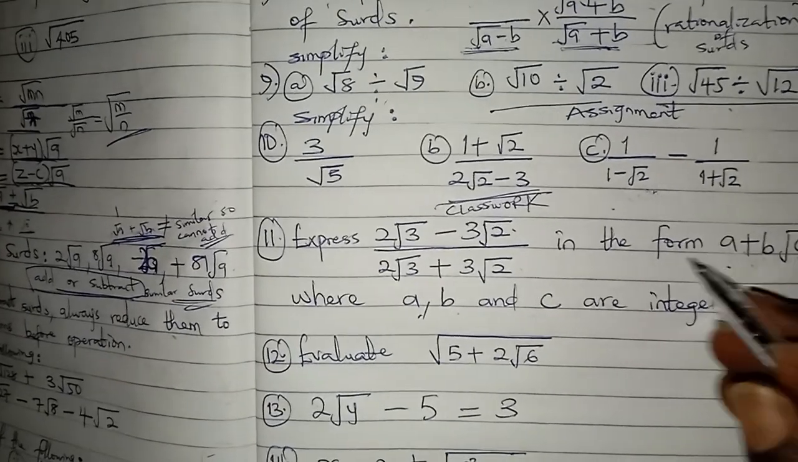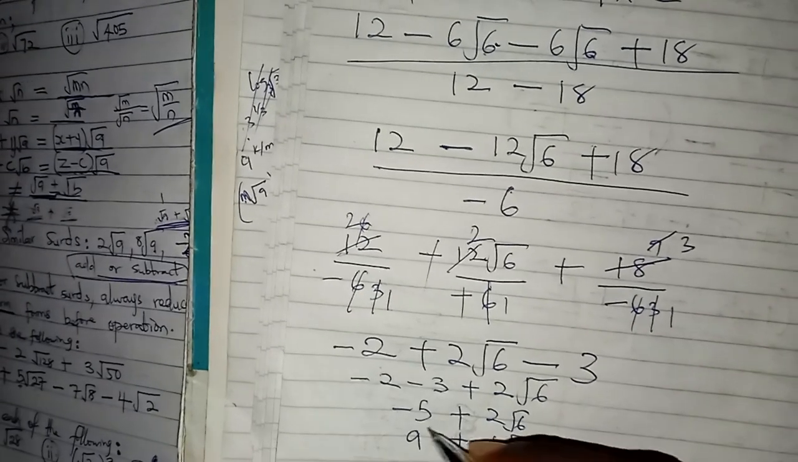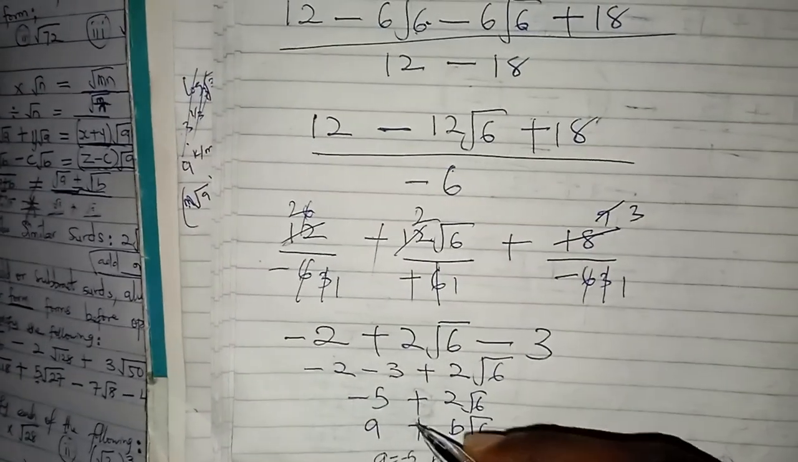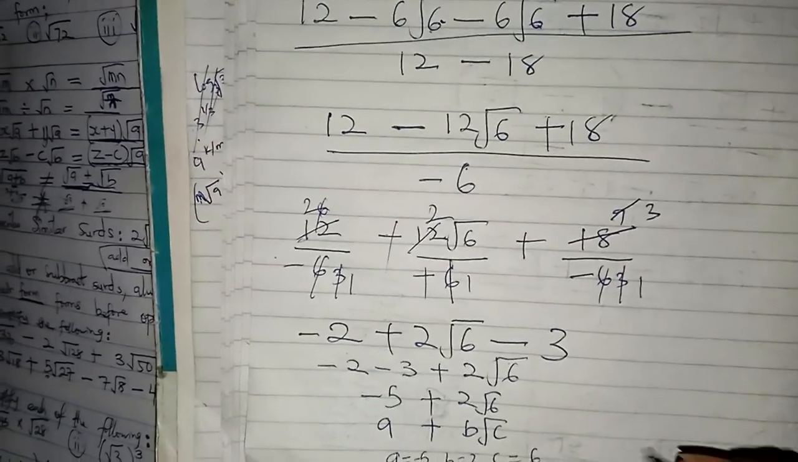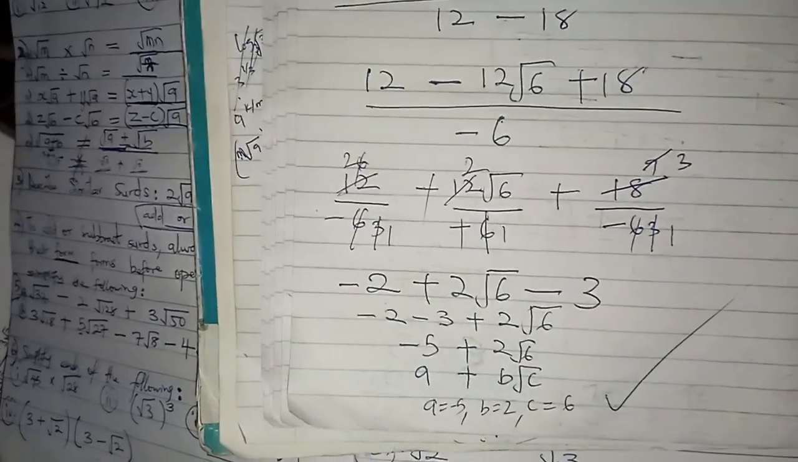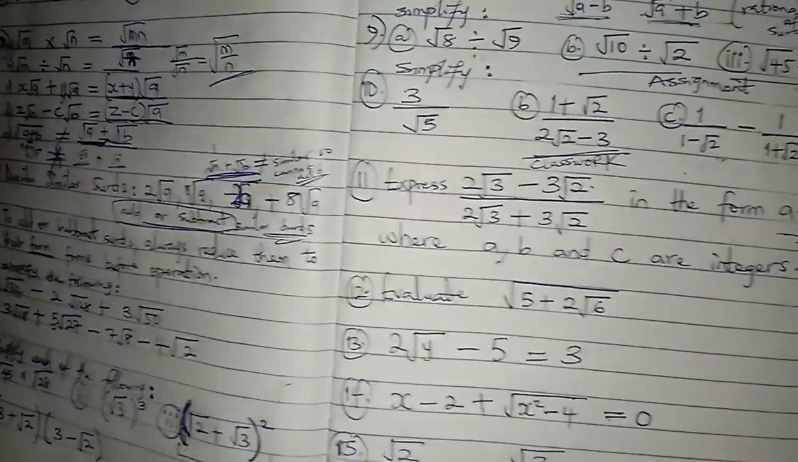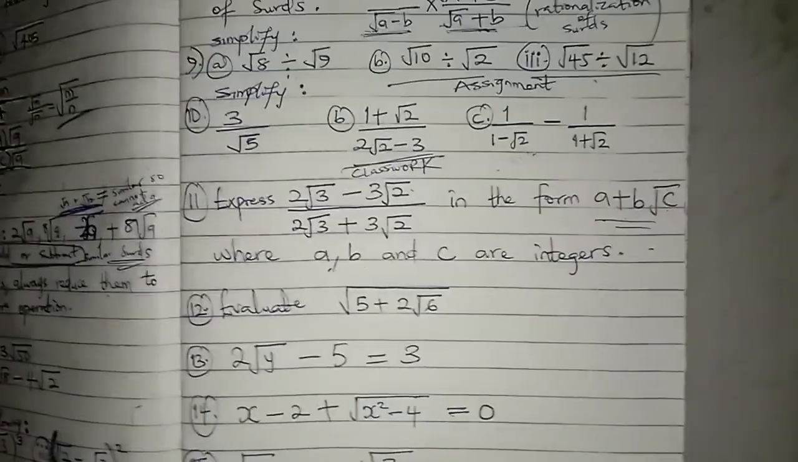So if we're expressing in this form, notice that we've gotten the same thing. So we got minus 5 plus 2 root 6. So we've solved it. So that is for that.